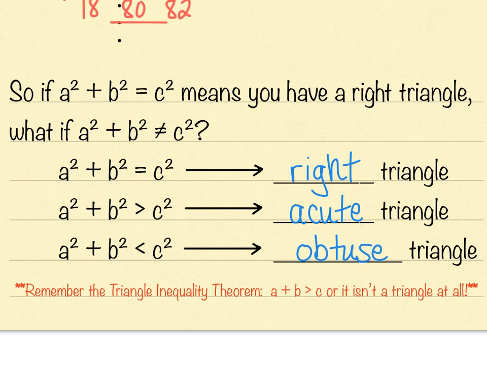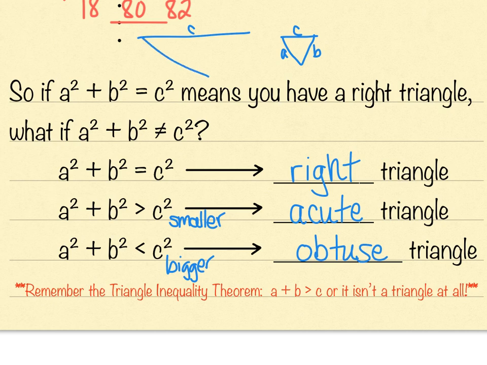If c squared is small, that must mean we're working with an acute triangle. So if c is really small, then that would be an acute triangle, right? If c squared is bigger, or larger, greater, then that would be an obtuse. So if c is really big, that would be an obtuse triangle. So it's all about what c squared is. If c squared is the same, it's a right triangle. If c squared is smaller, it's an acute triangle. And if c squared is bigger, it's an obtuse triangle.